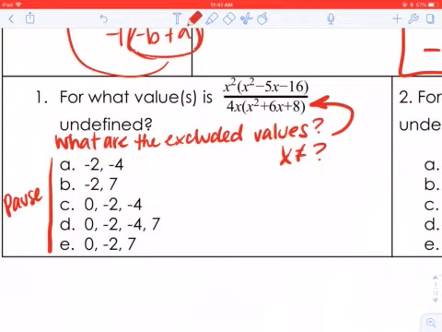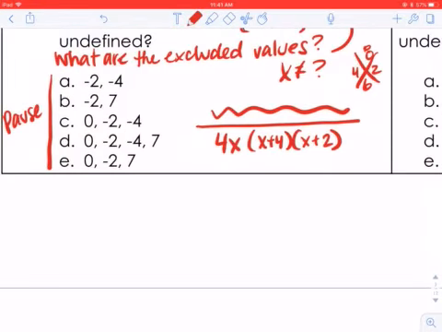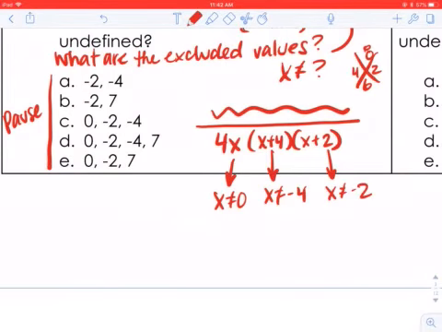Okay, because it's the excluded values, I don't even care what's on the top. I just have 4x, and then I see that this is a trinomial, so I'm going to factor it. I need things that multiply to get 8, add to get 6. 4 and 2 will work. x plus 4, x plus 2, which means I'm going to look for my excluded values here. x cannot equal 0, x cannot equal negative 4, and x cannot equal negative 2. So I have 0, negative 2, and negative 4. My answer is C.